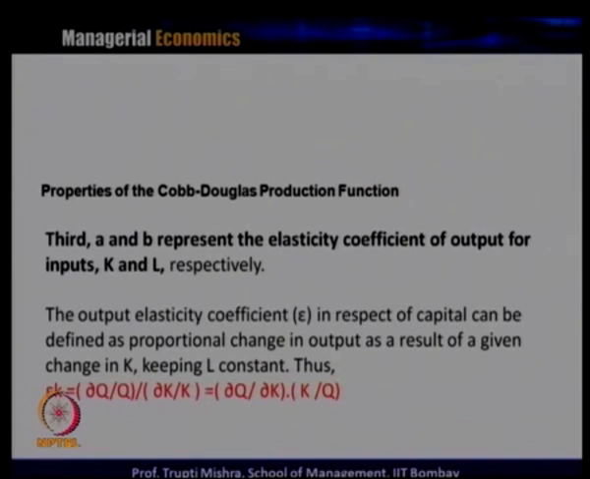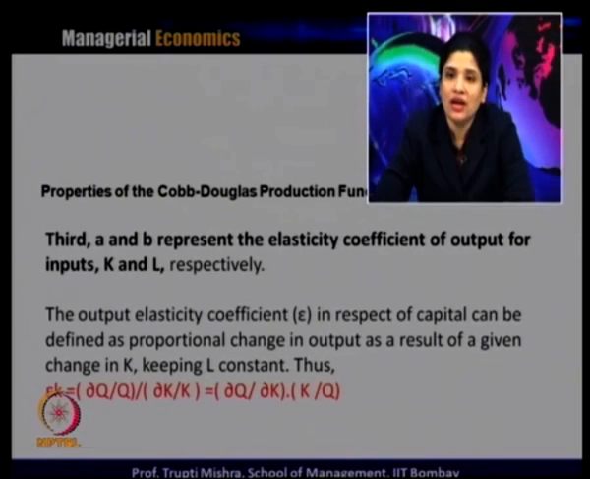Thirdly, a and b represent the elasticity coefficients of output for inputs K and L respectively. The output elasticity coefficient E with respect to capital can be defined as the proportional change in the output as a result of a given change in K, keeping L constant. So, if you are keeping L constant and trying to find the elasticity coefficient of output with respect to capital only, it is del Q by Q, the change in the output, with respect to the change in the capital.